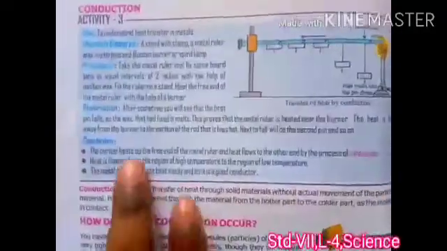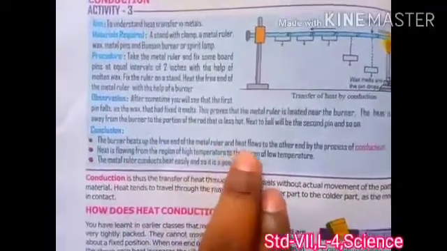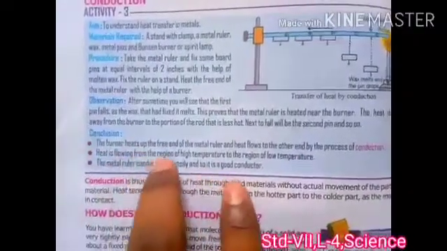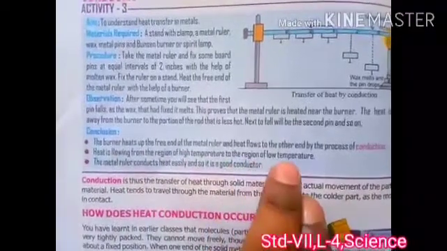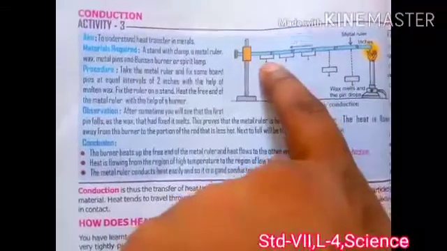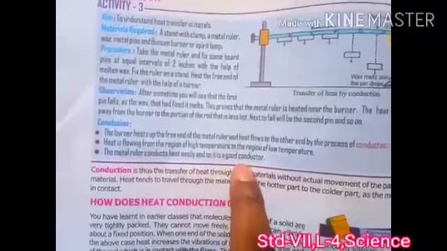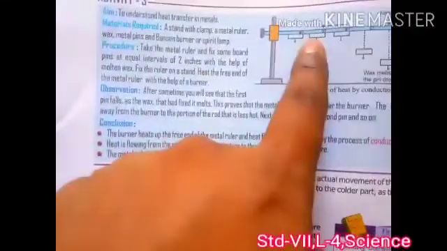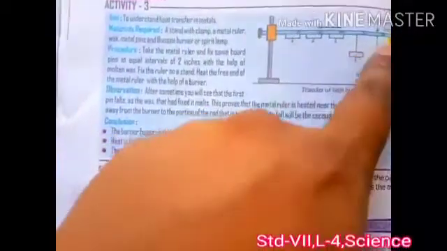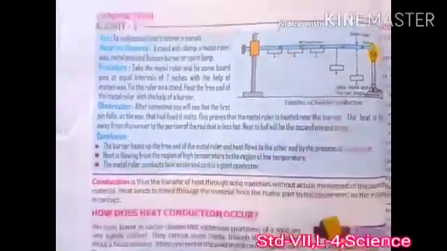So what is the conclusion? The burner heats up the free end of the metal ruler and heat flows to the other end by the process of conduction. Heat is flowing from the region of high temperature to the region of low temperature. The metal ruler conducts heat easily, so it is a good conductor. It can conduct the heat easily from here to here. One by one the wax will melt and the pins will drop down.